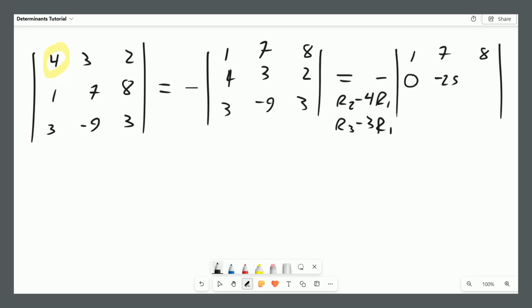2 minus 8 times 4, that's 2 minus 32, and that gives us -30. Then we have 3 minus 3 is 0. We have -9 minus 21, which is -30 again. And then we have 3 minus 24, which gives us -21.